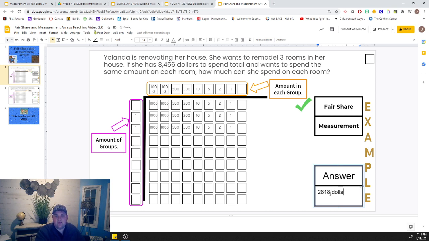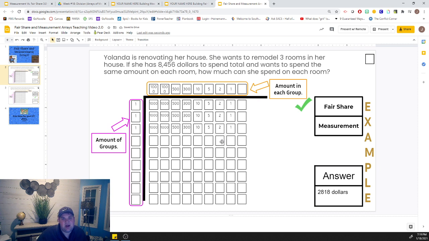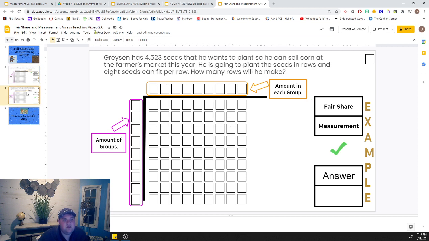We always want to label it with dollars. So when we use this strategy with larger numbers, we want to use larger amounts in each group so that we can take that number and decompose it quickly to find how much is in each group. So if we now move to this one, Grayson has 4,523 seeds that he wants to plant so he can sell corn at the farmer's market this year.